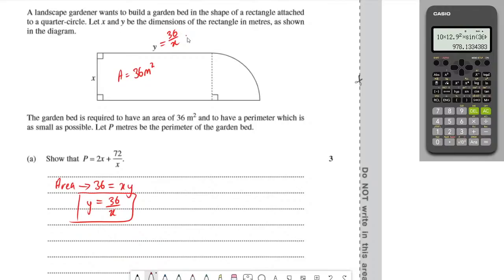So now that when I go to find the perimeter, I can add up all the different bits. So x here, now I don't need the x bit here because it's not part of the perimeter. The perimeter is just the outside. But I do have this bit here and this bit here, which are both the same. So that's also 36 on x. I've got this bit here, which is the same as this bit here, which is, in this case, my x value. And I've got this bit along here.